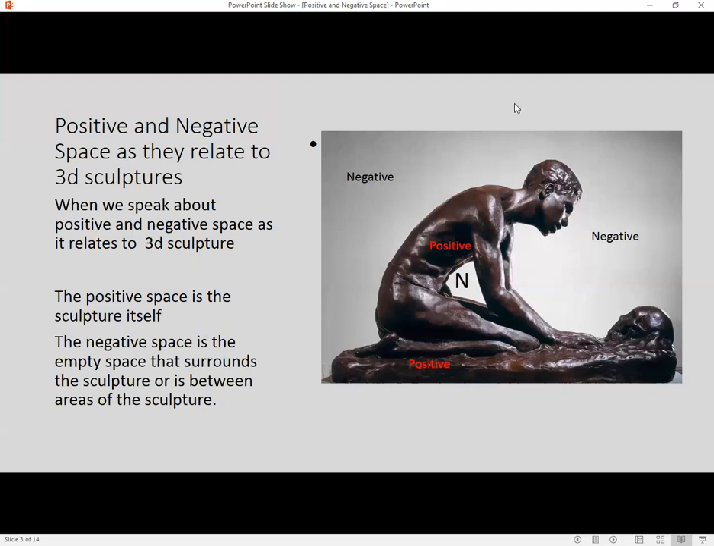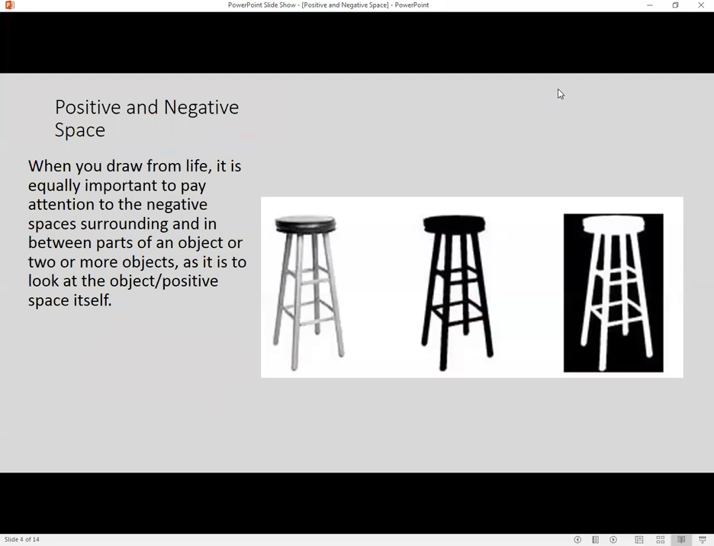When we talk about positive and negative space in two-dimensional works, it's going to be a little more complicated, but let's go back to three-dimensional works. When students or artists are drawing from life, it's equally important to pay attention to the negative space surrounding and in between parts of an object or two objects as it is to look at the object or the positive space itself in order to draw it or depict it correctly.